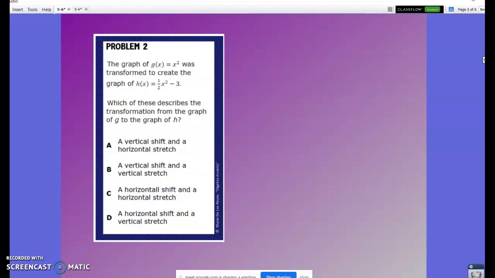All right, so some examples. This is problem number 2 from your Google form. It says the graph g of x equals x squared was transformed to create the graph of h of x equals 1/2 x squared minus 3. Okay, so I'm going to start just with the parent function, which was x squared. Now they're asking us what happened when it went to 1/2 x squared minus 3.